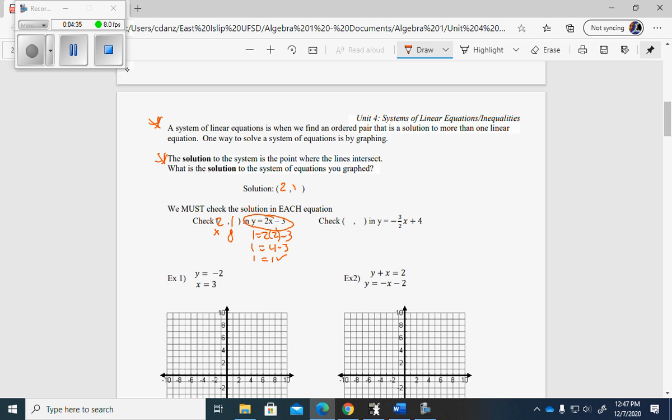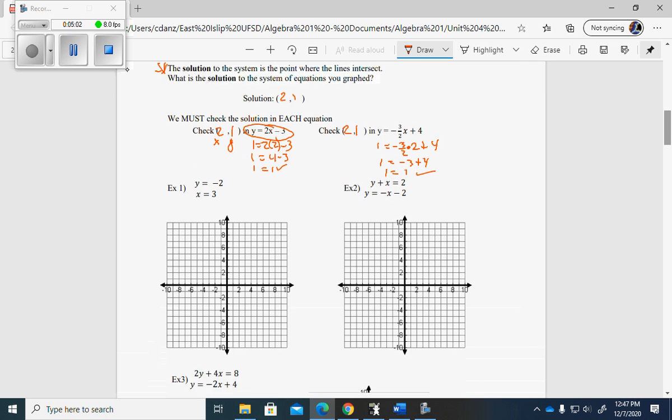Remember, to be a solution to the system, it has to be on both lines. It has to be points that both lines share. So that's why we have to do a second check, because there's a second equation that we're hoping this point is on. So again, we're going to substitute the values into the correct spots. And you can see that this one checks as well.